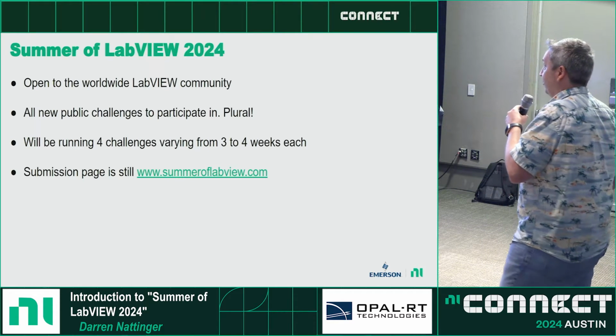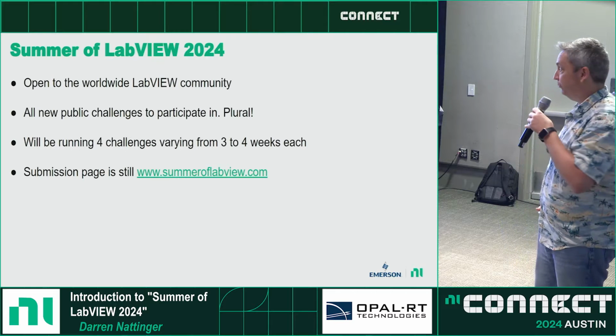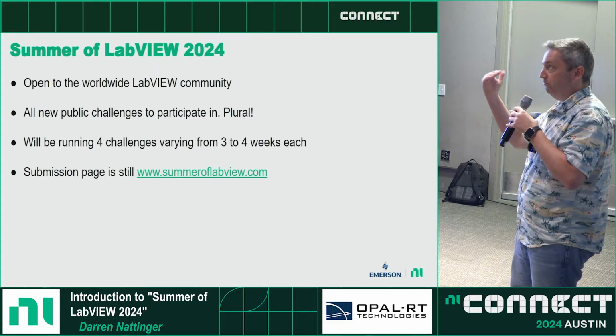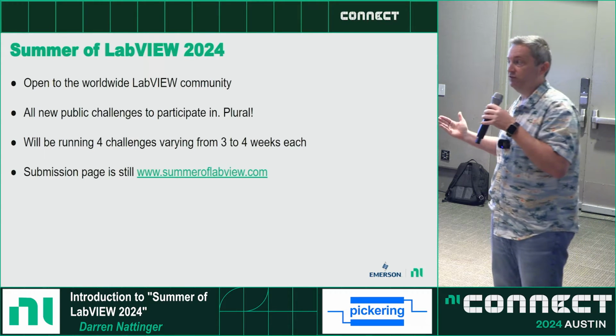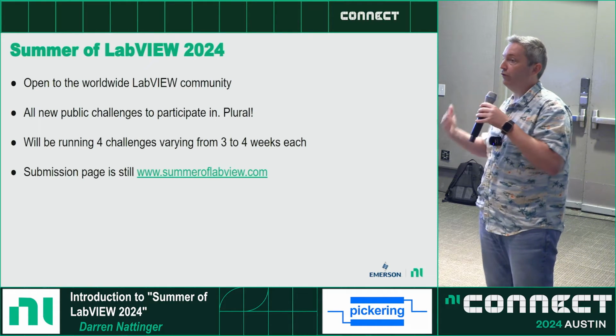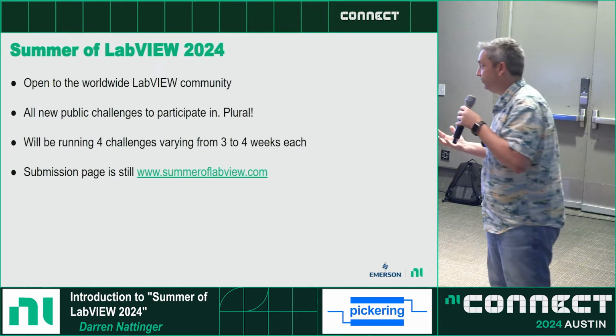And we have multiple challenges to participate in this year, as opposed to last year where there was just one. So over the next, I guess, 3 months, starting next week, we're gonna be running 4 challenges, and each challenge is gonna last for about 3 to 4 weeks. And we're still going to have everything go through summeroflaview.com in terms of submitting your answers.